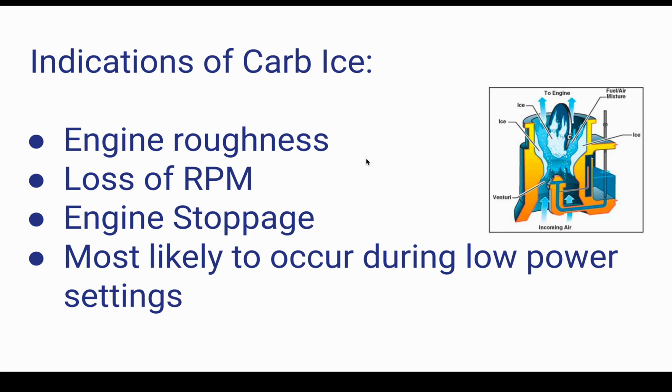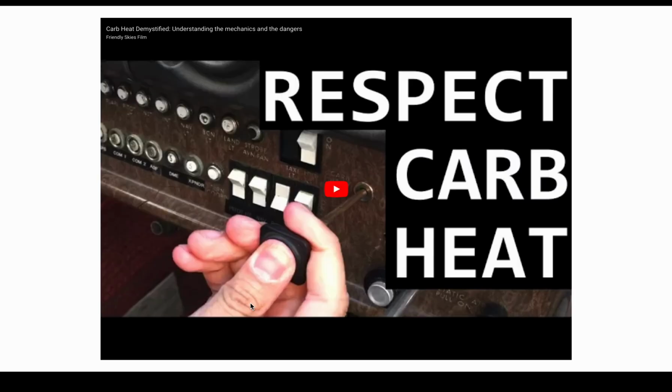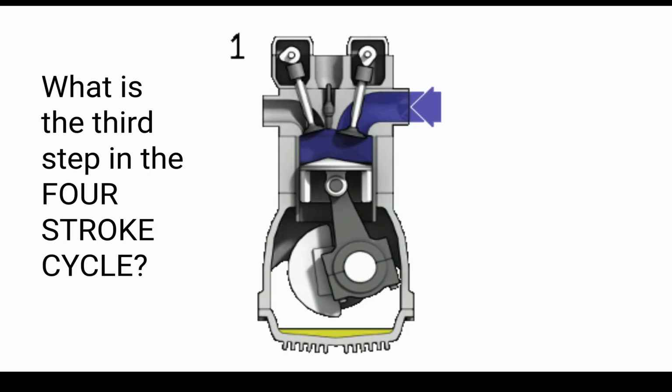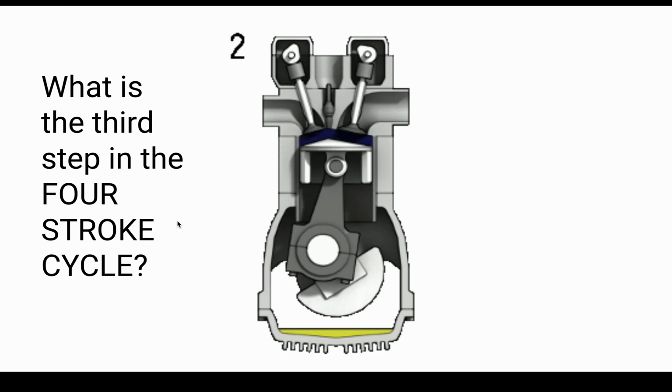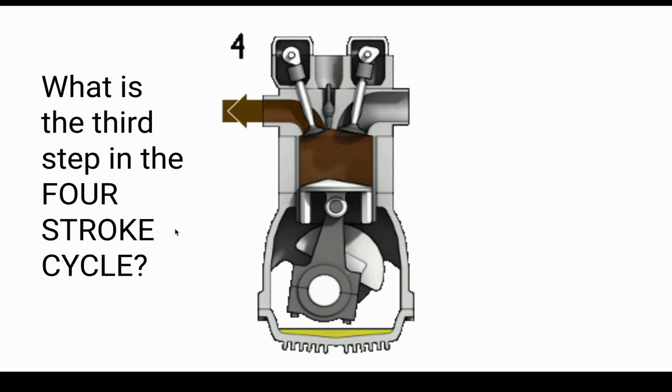But if you are flying along and you have some indications of carb ice, here's 4 things you need to write down. You'll get some engine roughness, you'll get loss of RPM, you'll get engine stoppage, and most likely it's occurred during low power settings, and we'll talk about that in class as well. Here's a little video about it, and what carb heat is. And what's the third stroke in the 4-stroke cycle called? Remember what that's called? It's called what?